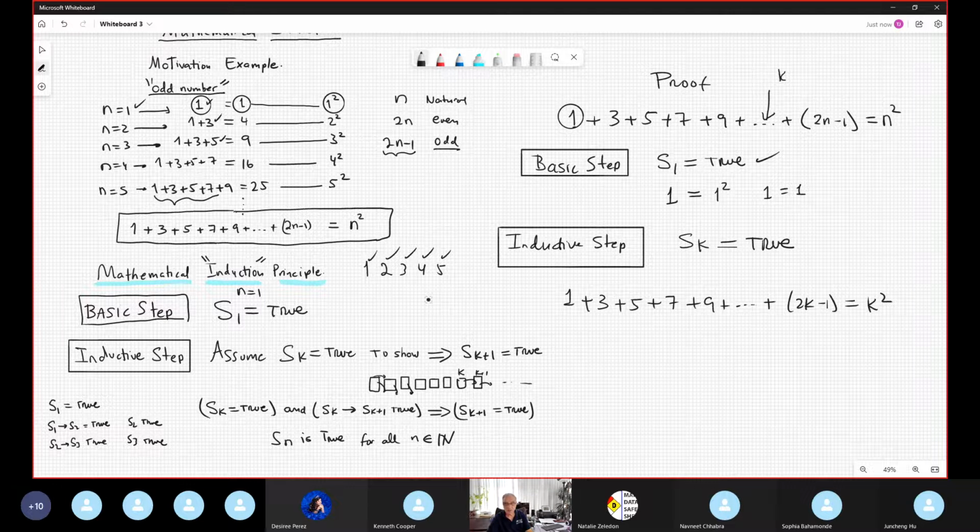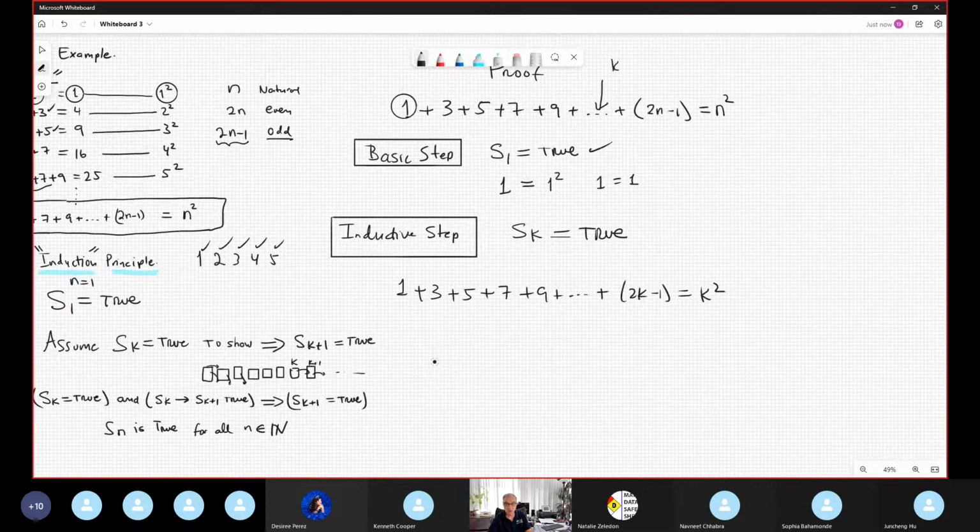And this I assume is true. True, remember this is true. So you will be able to prove that the next, k plus 1, is also true. This process repeats forever. How do you manipulate this?